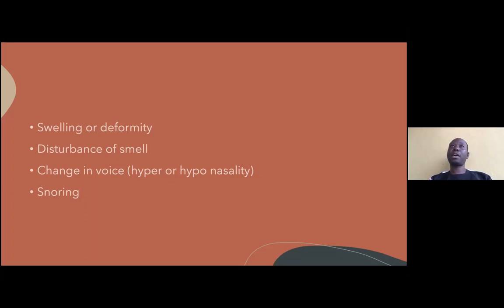There could be hyper or hyponasal speech. If the nose is too patent, there's hypernasal speech. And if the nose is somewhat blocked, there's hyponasality. The person is talking, but like the person is talking through the nose. There could also be snoring. We'll talk more about that later. Snoring is usually due to adenoids and then tonsillar hypertrophy.